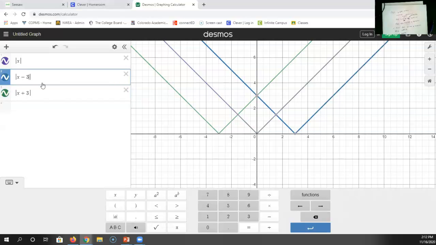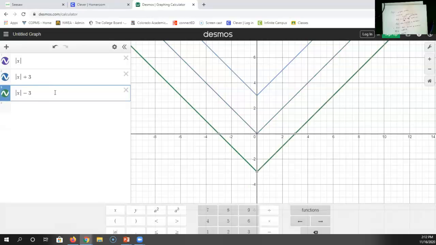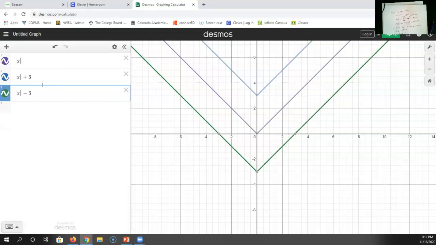Okay, so now if I have no horizontal translation and just a vertical translation, you can see that my blue one, which is the absolute value of x plus 3, has slid the graph up, and the absolute value of x minus 3 has slid the graph down here in green. So outside is your vertical transformations, inside is your horizontal transformations.